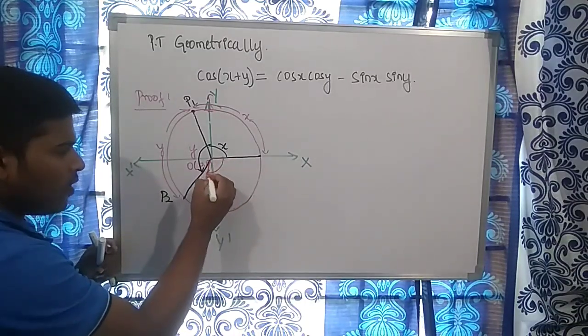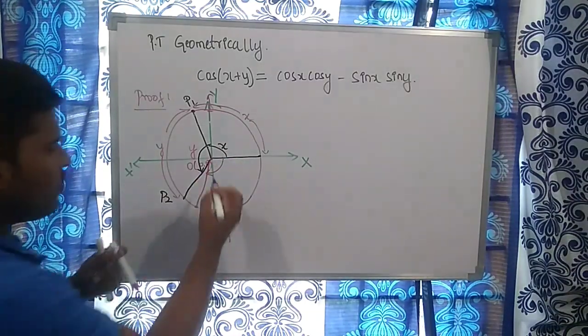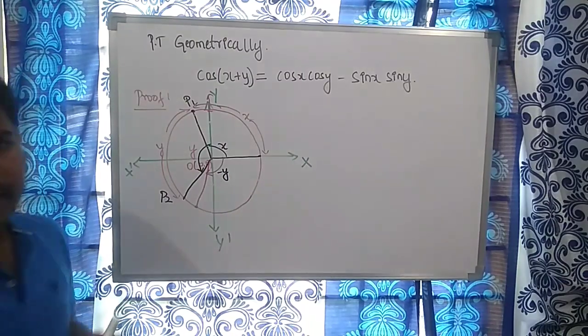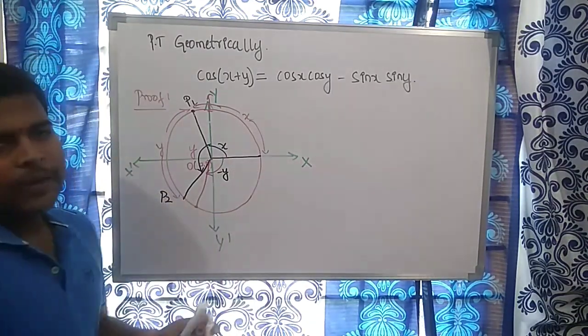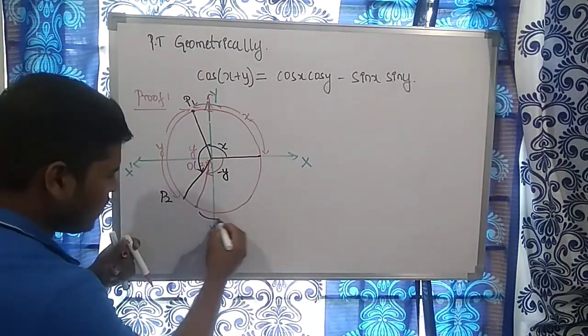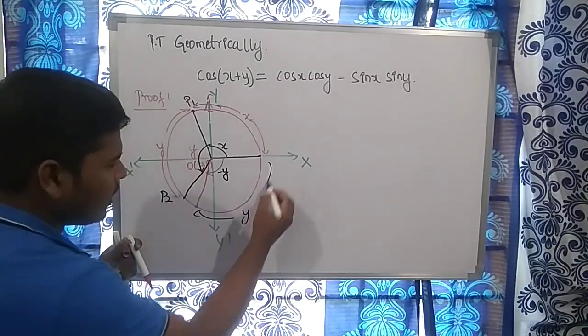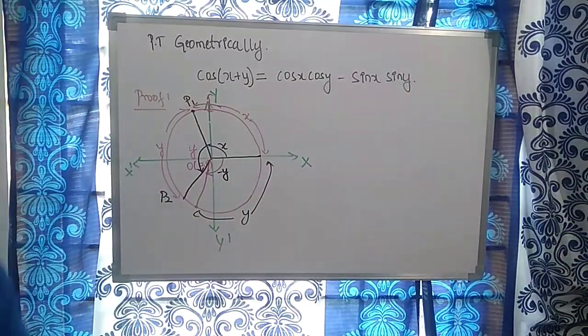it creates an angle of minus y radian, because we are rotating in clockwise direction. Whenever we rotate in clockwise direction, we define the angle with a negative sign. The negative indicates rotation in clockwise direction. It covers y arc length. Is it clear?